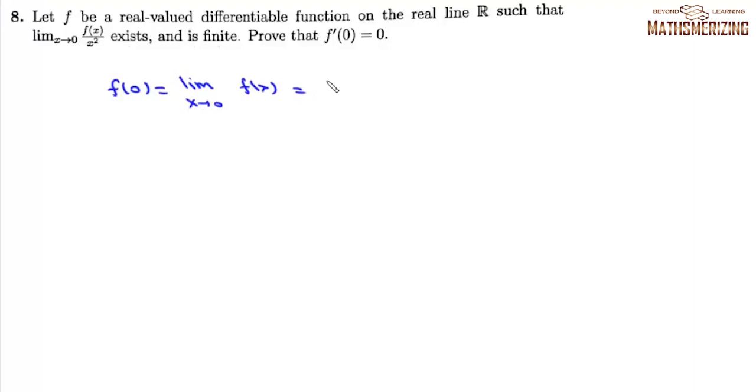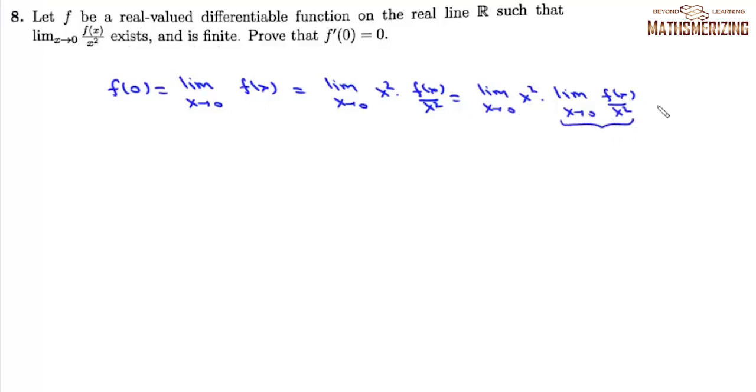Now we can write this limit as limit x tends to 0 of x square into f(x) by x square. So it will be limit x tends to 0 of x square into limit x tends to 0 of f(x) by x square. Now this is finite and it is 0. 0 into finite is 0. So the value of f(0) is 0.